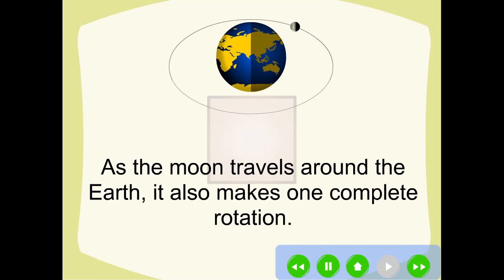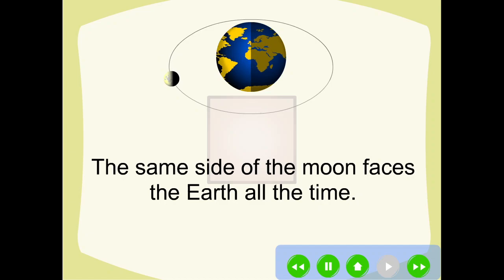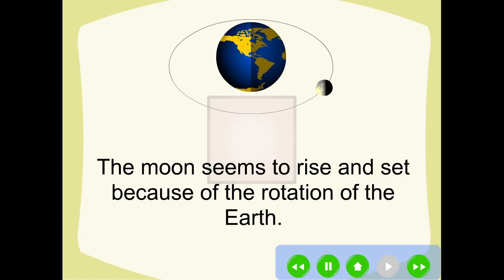As the moon travels around the Earth, it also makes one complete rotation. The same side of the moon faces the Earth all the time. The moon seems to rise and set because of the rotation of the Earth.